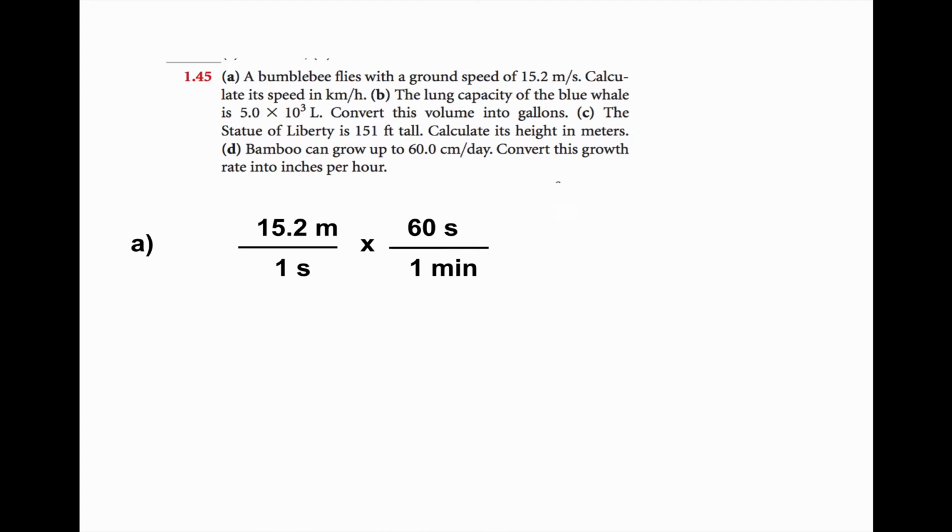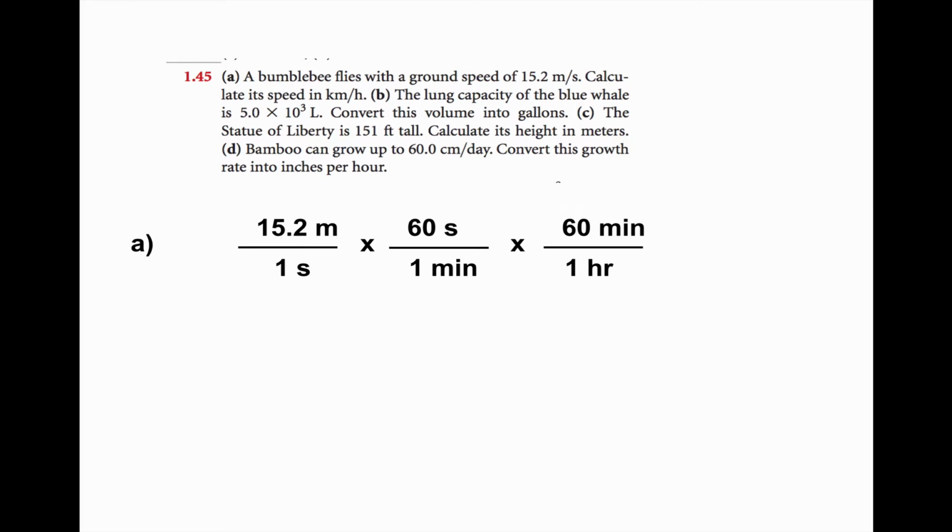So if I divide seconds into seconds, seconds is going to cancel, and I'll now have this in meters per minute. If I multiply by the conversion factor to go from minutes to hours, minutes divided into minutes will cancel minutes, and I'll have it in hours. So that's what I wanted. I wanted hours in the denominator.